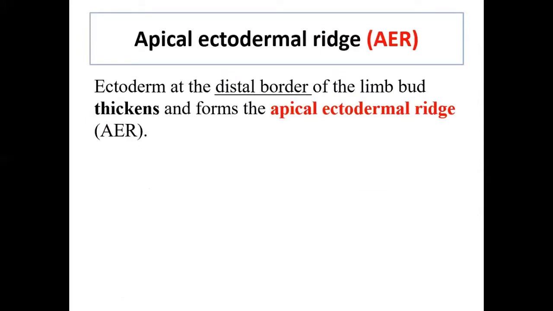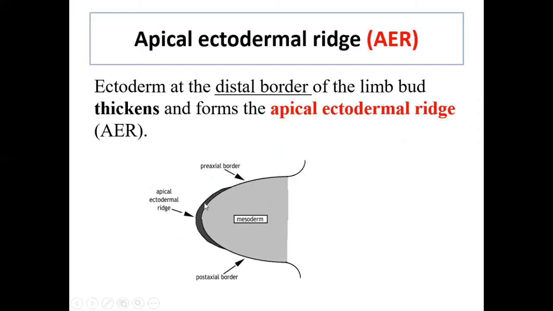Now come to our second point. What is the apical ectodermal ridge? Apical ectodermal ridge means the distal border of the limb bud. This is the limb bud, and the distal border of the limb bud shows thickening of the ectoderm. Because it lies at the apex of the limb bud, it is known as the apical ectodermal ridge.